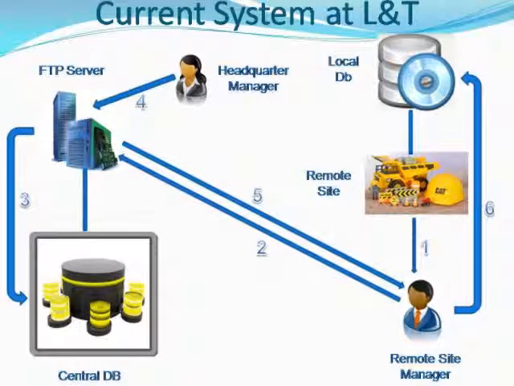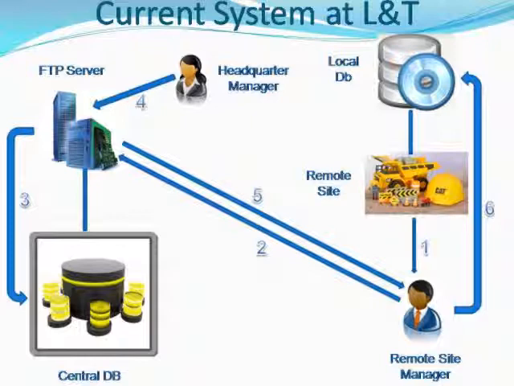This figure explains the current communication system of L&T. Numbers in the figure represent the sequence of actions that take place in the communication system. It uses File Transfer Protocol, which is a standard network protocol used to exchange and manipulate files over a TCP/IP based network. As per the current system, the manager sitting at the remote site prepares the order.